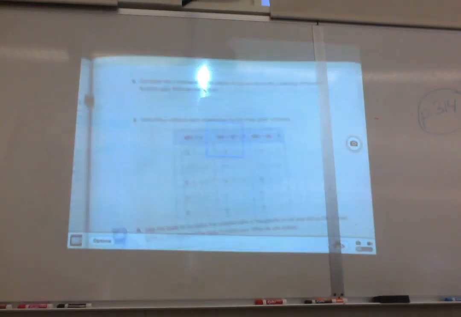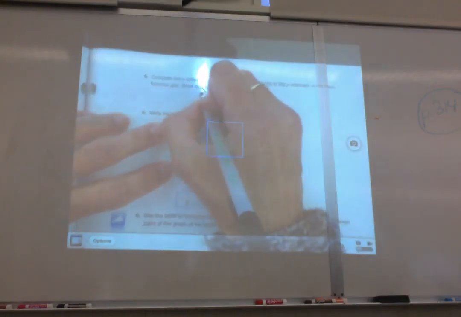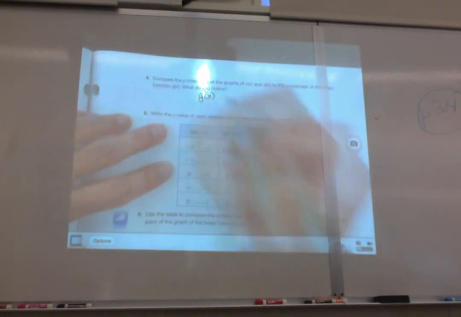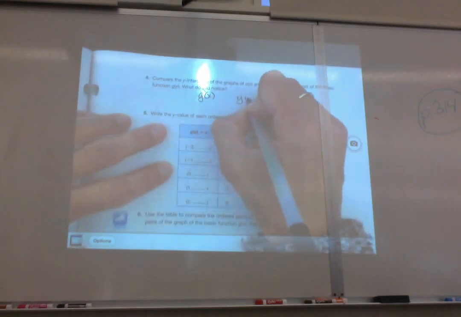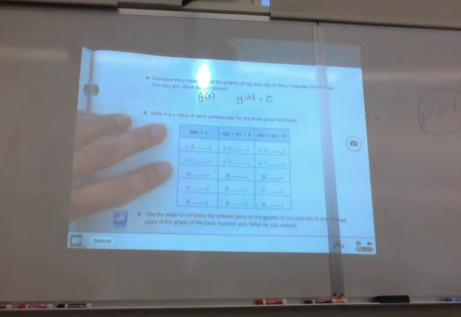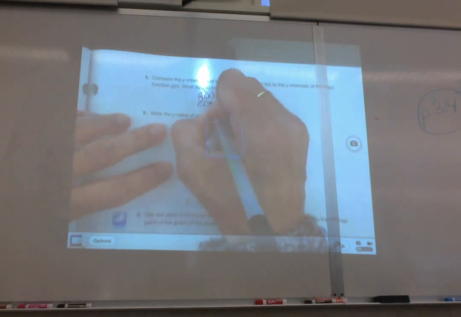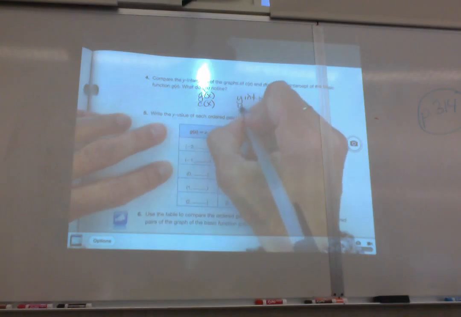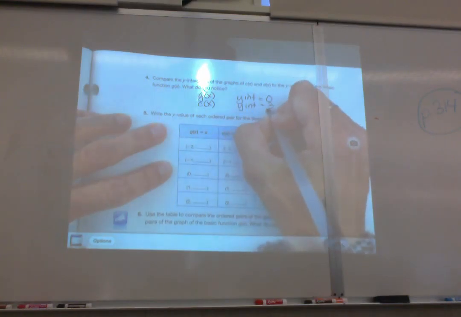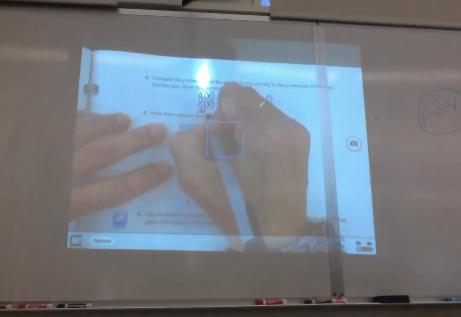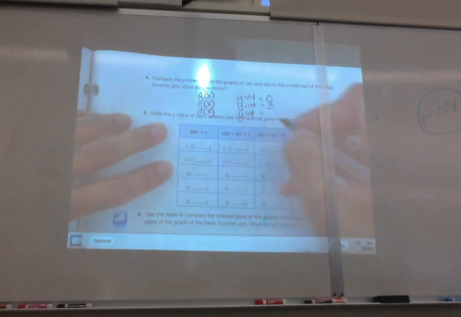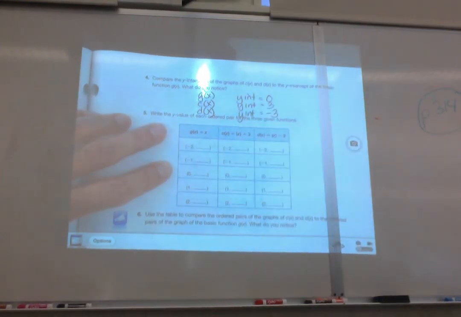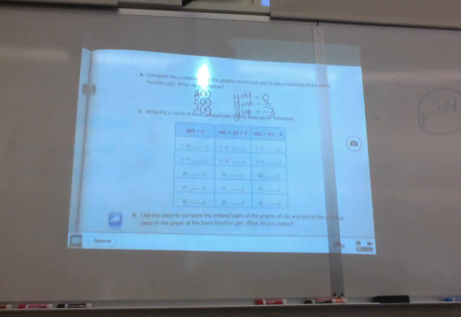Compare the y-intercepts of c of x and d of x to the intercept of the basic function. Okay, so the basic function goes through the middle. So the y-intercept is 0. c of x, we said, is 3 higher, yes? So the y-intercept is 3. What's the y-intercept of the last function? Where does it go through the y-axis? Minus 3.